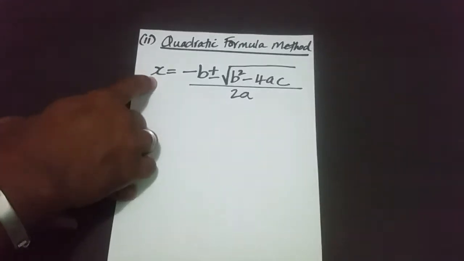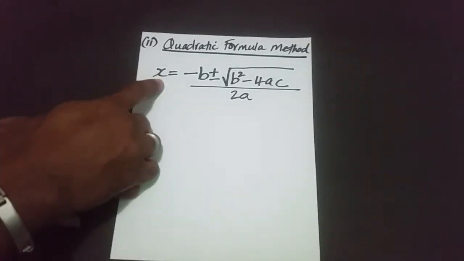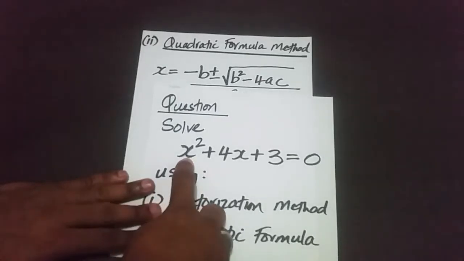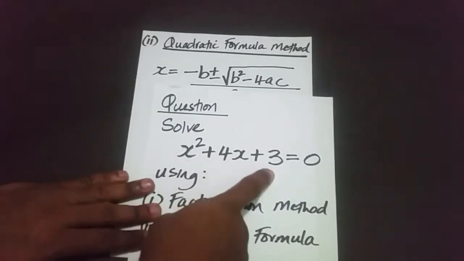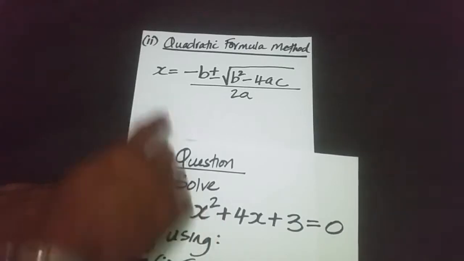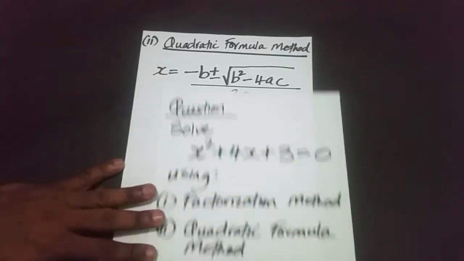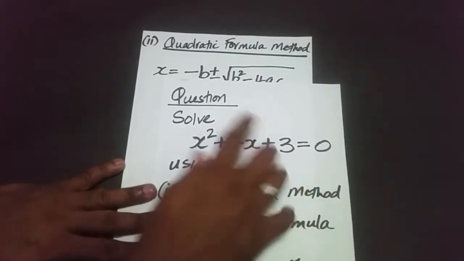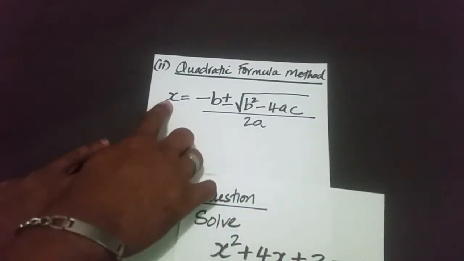Now, the only reason why we have x here is because x is the unknown that we're trying to find. But if it was a different variable in the equation, let's say this was, for example, p squared plus 4p plus 3, then the unknown would be p, and then the formula would begin with p. But because it's x in the quadratic equation, then the formula begins with x.